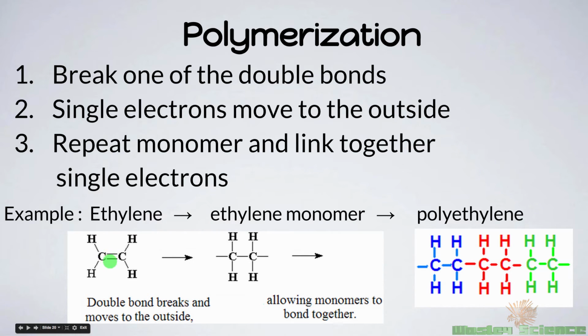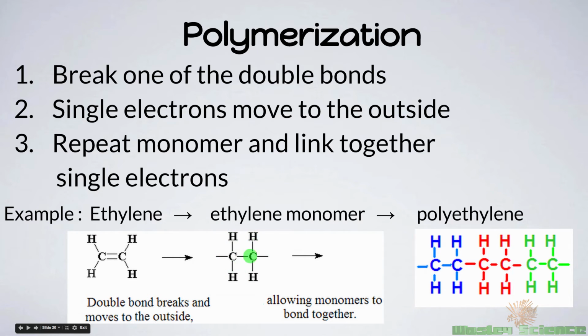So in this example here, we have ethylene, which has a double bond in the middle, so there are 4 electrons right here, 2 pairs that are sharing. Now, the way that they break that bond is they usually introduce some sort of chemical into a batch of ethylene, and the chemical causes the bonds to break. At that point, the electrons will then move to the outside, and you can see that on this part here, this represents an electron ready to grab on to another ethylene, and over here we have another electron ready to grab on to another ethylene. So this is still a single monomer.